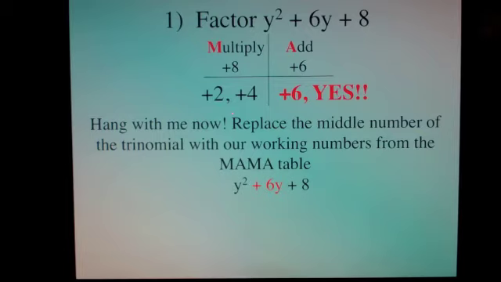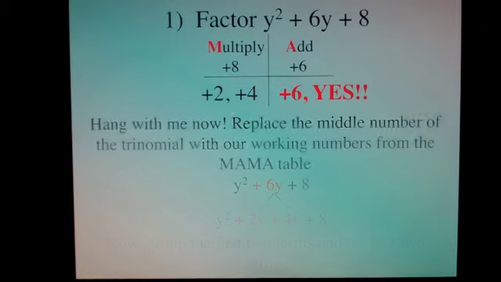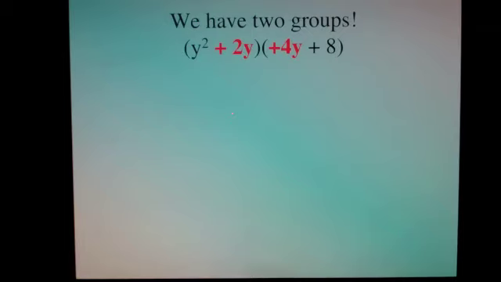So we've got 2 plus 4 equaling 6, and 2 times 4 equals 8. So what we're going to do is replace the 6y with our 2 and our 4. And we're going to have y squared plus 2y plus 4y plus 8. And note, if you add 2y to 4y, you get 6y. So we're just re-expressing the 6y. Now we're going to group the first two terms and the last two terms. And here's what we get: y squared plus 2y, and 4y plus 8.